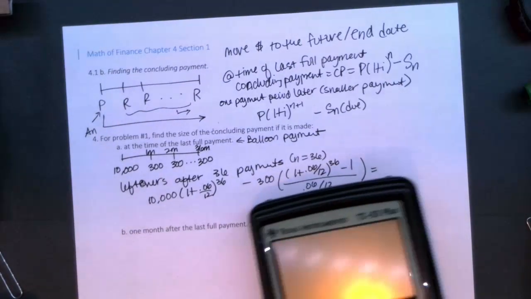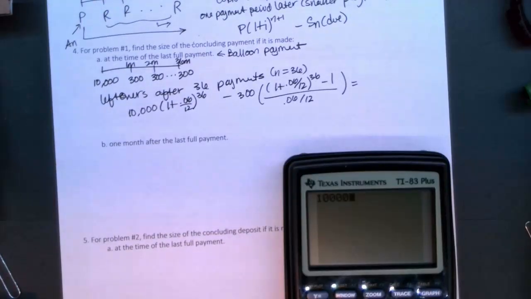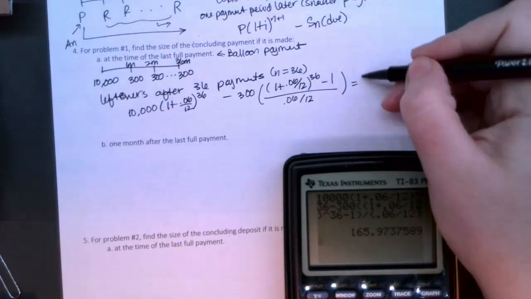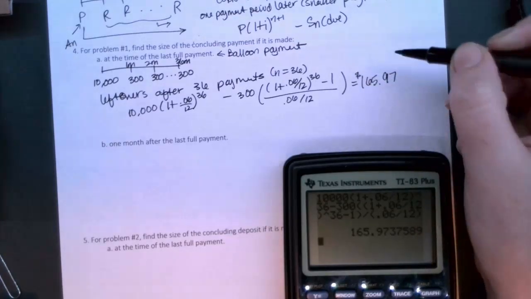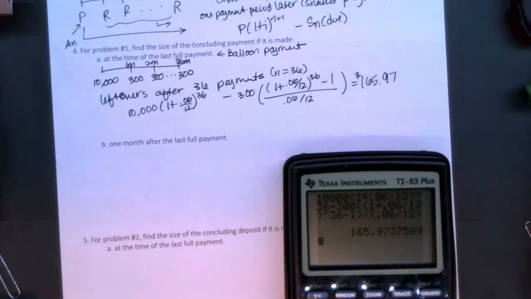So I'm going to go ahead and scoot this up just a bit. 10,000 times 1 plus 0.06 over 12 to the 36 minus 300 times, so this first set of parentheses is my numerator, the second set is my 1 plus I, 1 plus 0.06 over 12 to the 36 minus 1 over 0.06 over 12. So we get $165.97.